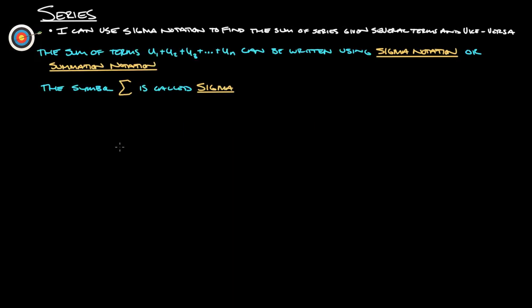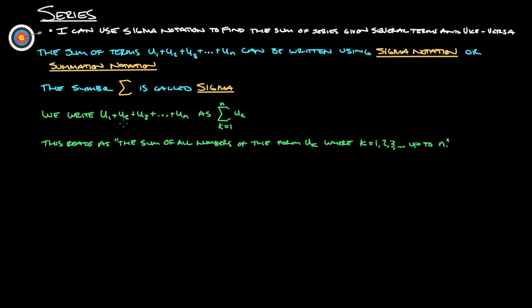All right, the sum of terms, u sub 1, first term, u sub 2, second term, u sub 3, so forth and so on, all the way up to u sub n, which in this case is the last term, can be written using sigma notation or summation notation. This symbol here, this little funny looking E, is sigma. And that's why it's called sigma notation.